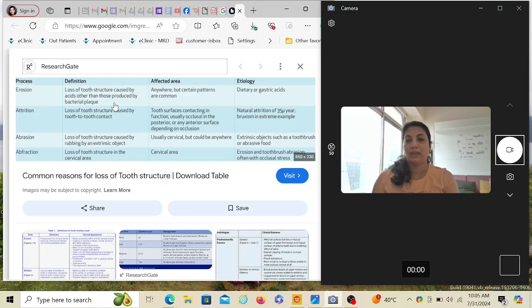Affected area can be anywhere, but certain patterns are uncommon. That's what I said: etiology is dietary or gastric acids. So how the questions in ADC would be asked is that you have to understand why gastroesophageal reflux disease is there. Either it can be hereditary, but 99% it's associated with a lot of stress, or in patients with bulimia nervosa, right?